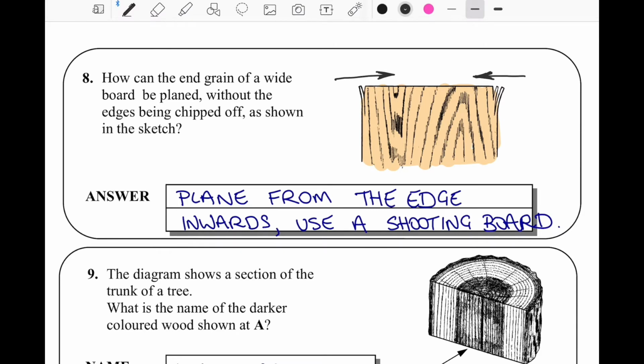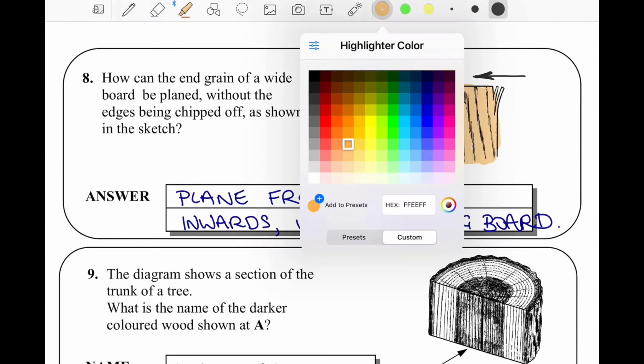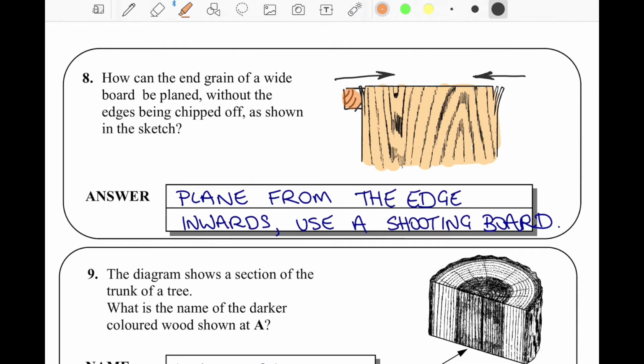And if all fails, I could also use a shooting board, or I could attach a piece of material. I could put in a little waste piece of material in here that stops the grain breaking under these conditions, or at least it helps stop it. So I could stop it coming off like that.